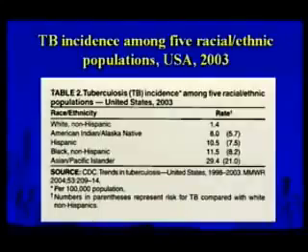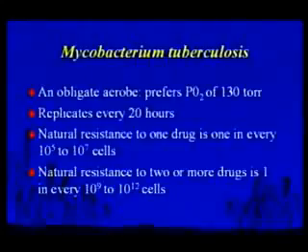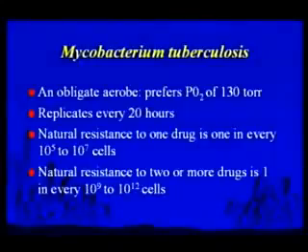So let's review some of the waterfront of TB. TB, like Pseudomonas and a few other organisms, is a strict aerobe. It has to have oxygen. It prefers a high PO2. It grows very slowly.